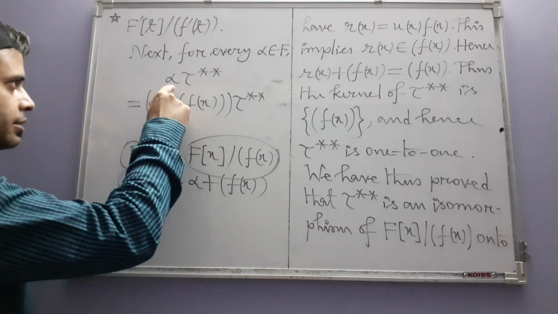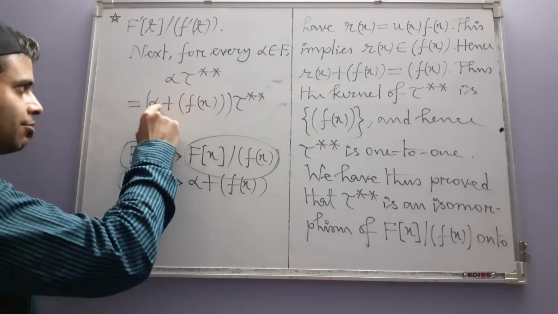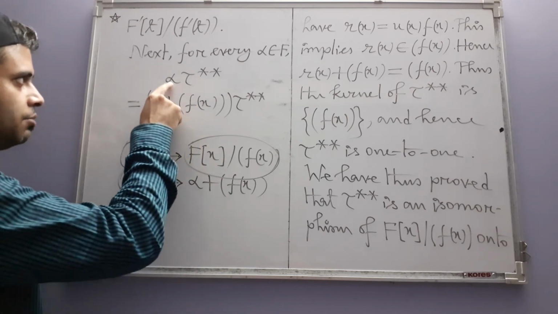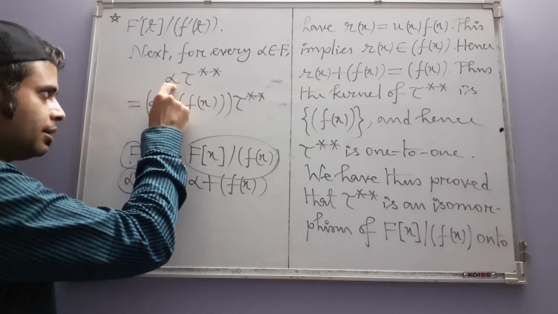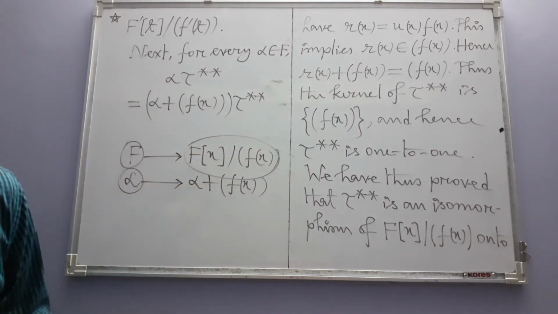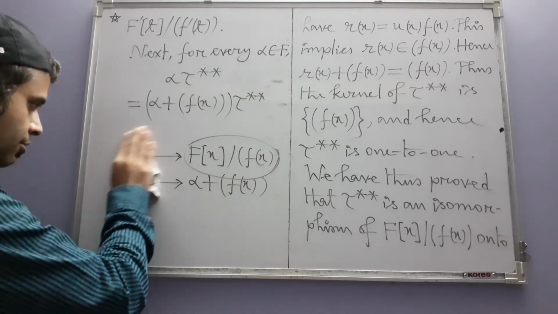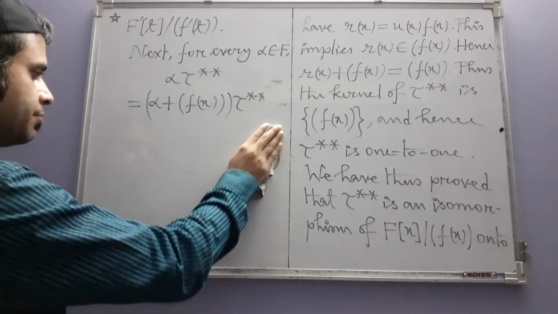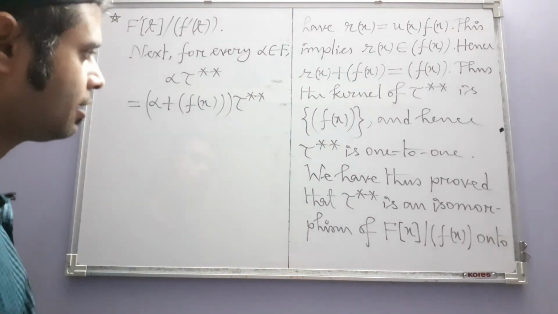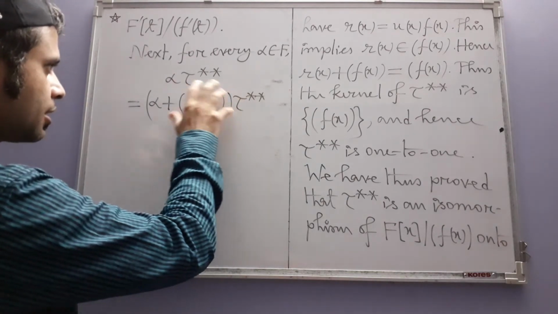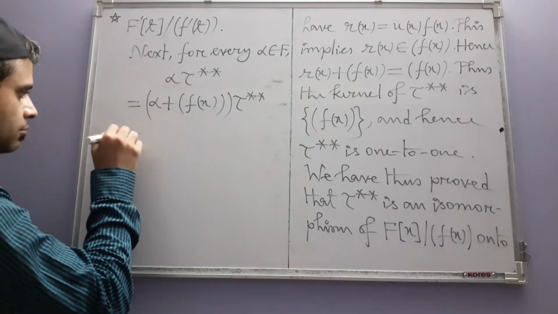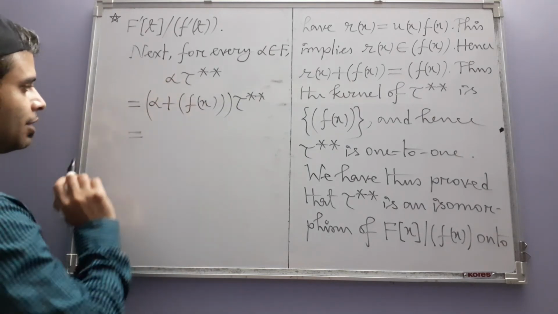So that is how we are justified in writing alpha, and we can switch between these two things, whether we want to interpret this as a field element or really as a coset like this. Actually it does not matter, but we have to still keep in mind that we are actually applying tau double star on elements from here. So in that sense we have alpha here.